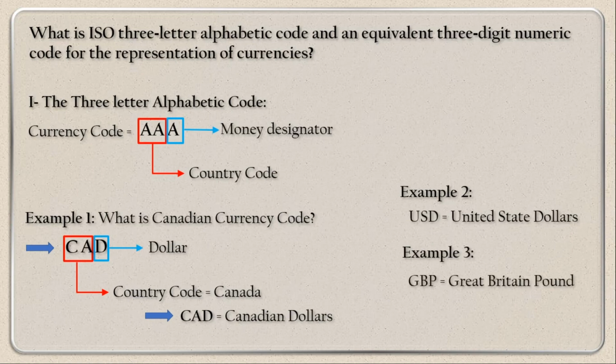So all the currencies are shown with 3 alphabetic letters in the currency exchange and currency exchange platforms. If you want to have all the countries' currency codes, you can go to the ISO website and download the list from the ISO website. So it is very easy. Now you understand what the currency code means.